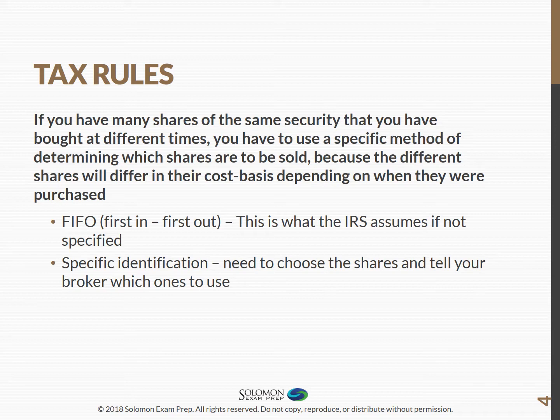The second method is called specific identification. In this method, you identify the specific shares that you'd like to sell and tell your broker to sell those particular shares.